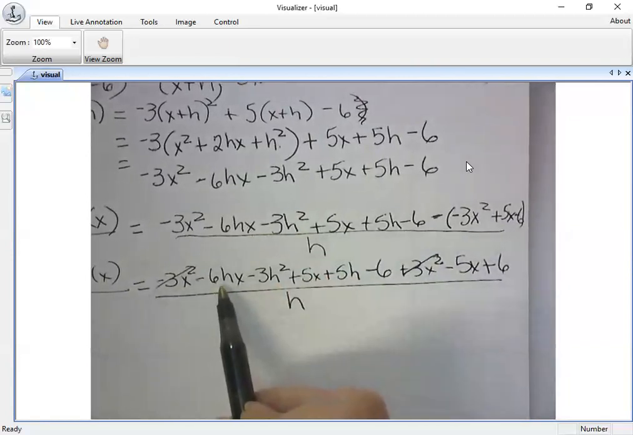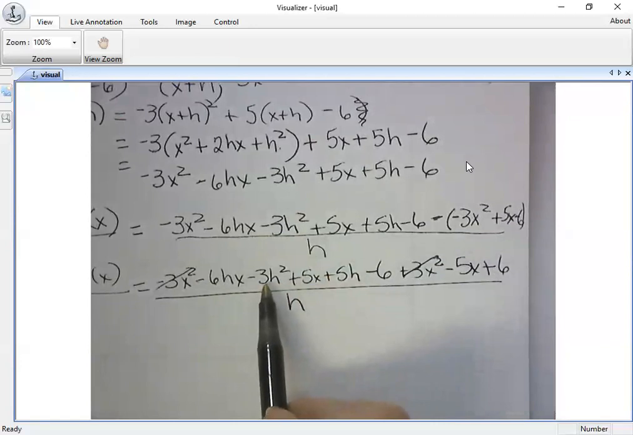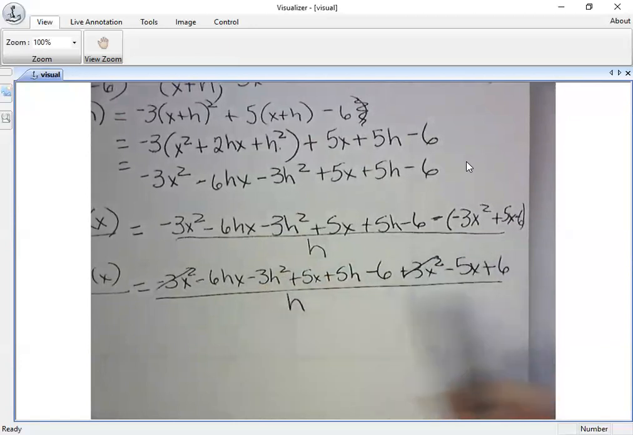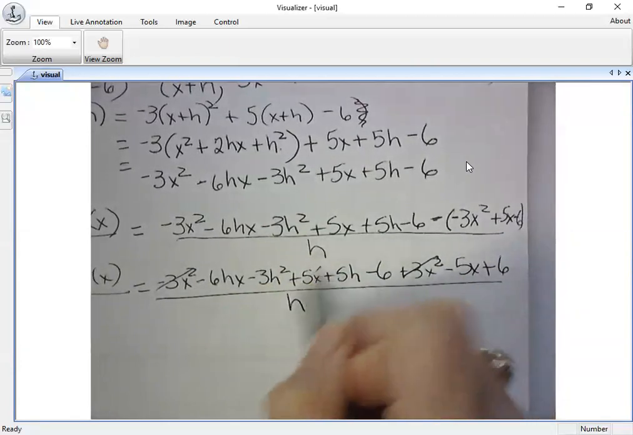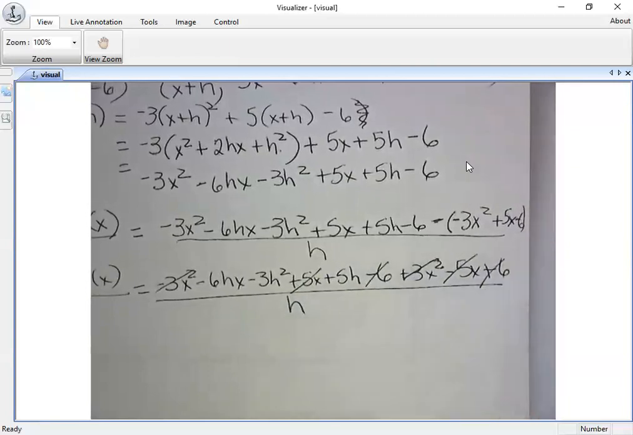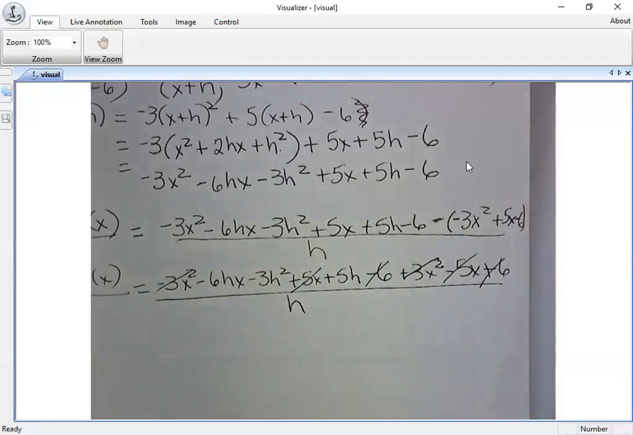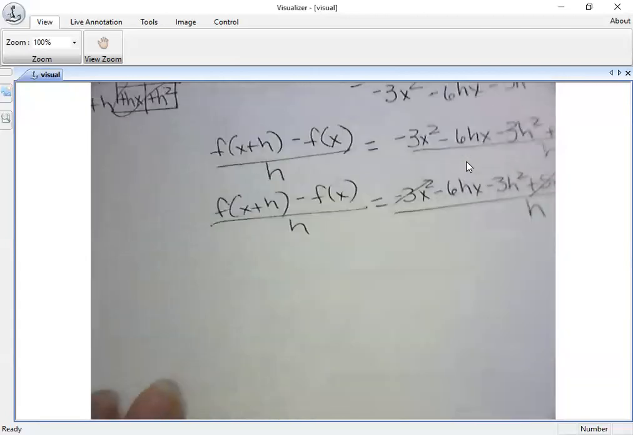This guy has an h, and I don't see anything that looks just like it, so I leave it alone. This guy has an h squared, and I don't see anything like that, so I'm going to leave it alone. But do I see something this 5x can combine with? The negative 5x. And the negative 6 plus 6 cancels out. Are the only terms left ones that have h? Yes. So here's where we are.